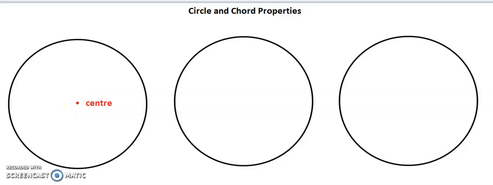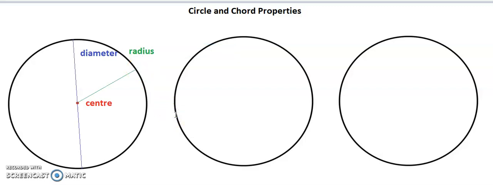So the next element is us seeing the diameter. And the diameter goes from one side of the circle through the center to the other side. Okay, so now we've got the diameter, we then need to look at the radius. The radius is our line from the center to one side of our circle. So it's half of the diameter.